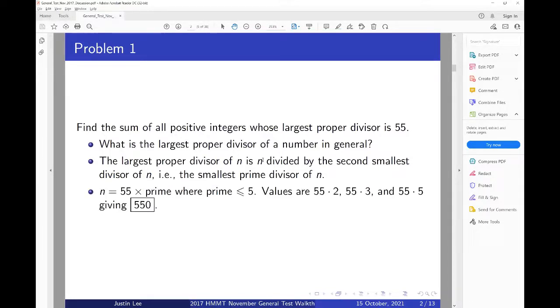So if the largest proper divisor of n is 55, then n equals 55 times a prime, where the prime has to be the smallest prime divisor of n. Now, n already has 5 as a prime divisor, so the smallest prime divisor can only be 2, 3, or 5. The values we have are 55 times 2, 55 times 3, and 55 times 5, giving 550. We'll have to move on quickly, but if you have questions, just type them in the chat and I'll be able to answer them.